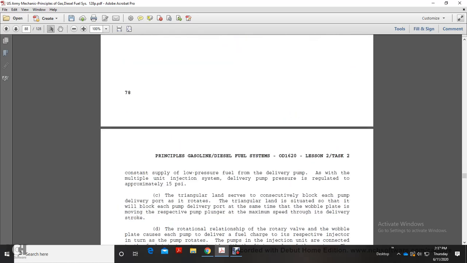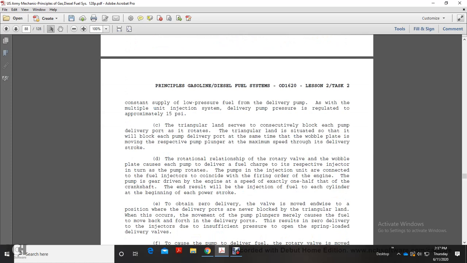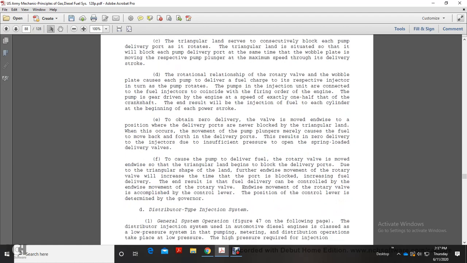The reservoir receives constant low pressure fuel from the delivery pump. As with the multiple unit injector, the delivery pump pressure is regulated at approximately 15 psi. The triangular land serves to consecutively block each pump's delivery port as it rotates. The triangular land is situated so that it will block each pump's delivery port at the same time that the wobble plate is moving the respective pump plunger at maximum speed through the delivery stroke.